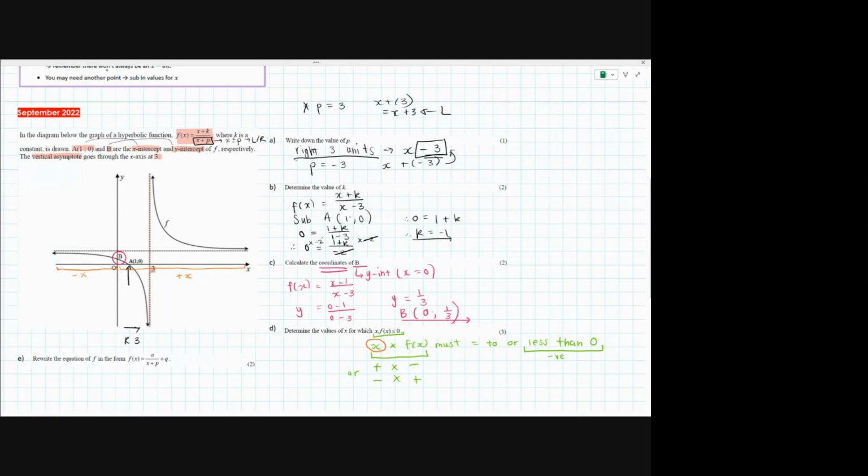This f of x, remember f of x is just a fancy way of saying y. So what we're saying here are the y values of my graph. So go to your graph and look at where they're positive and where they're negative. Anything above your x-axis is positive. Anything below your x-axis is negative.